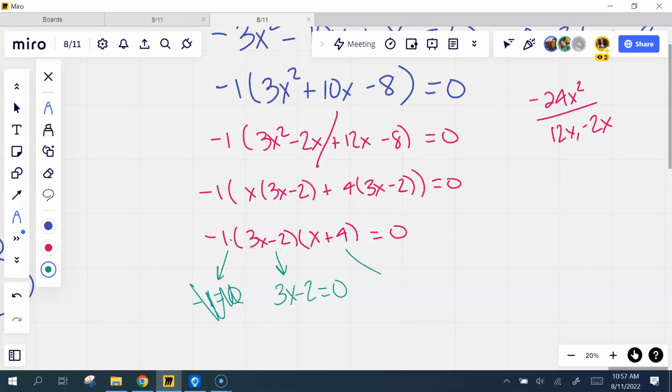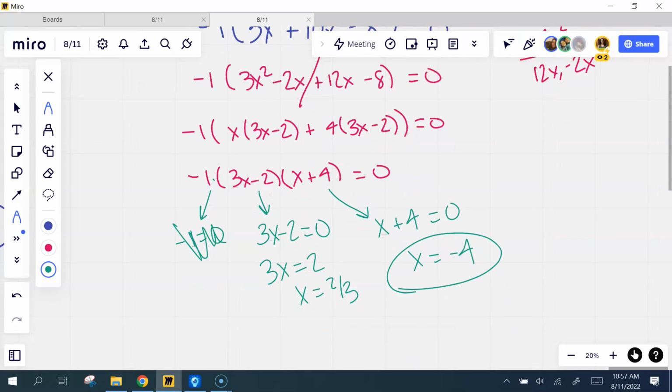Because your answers in the end. That is correct. That's what we just said. There you go. 2/3 of -4 is what you should have gotten there.